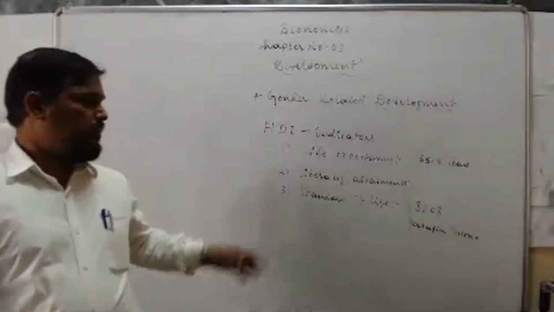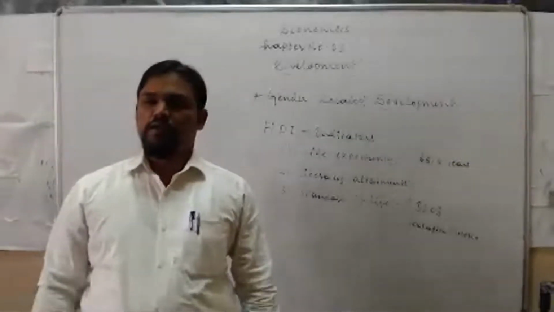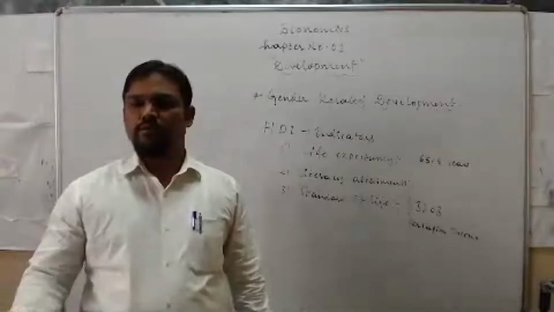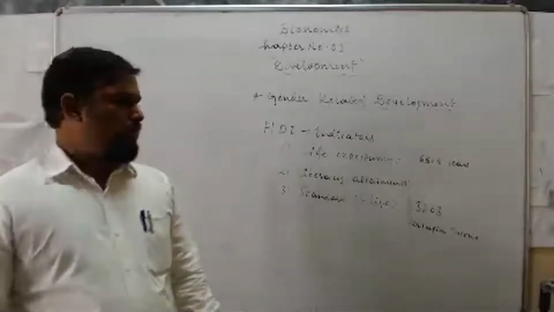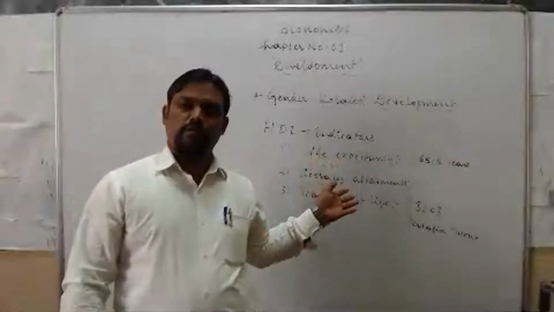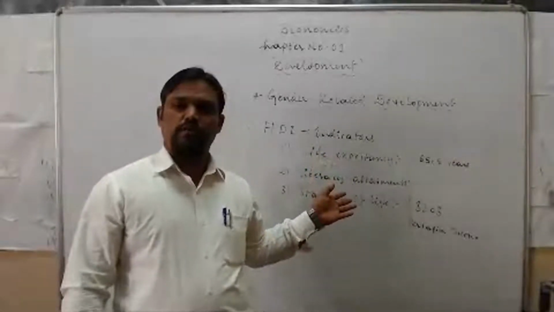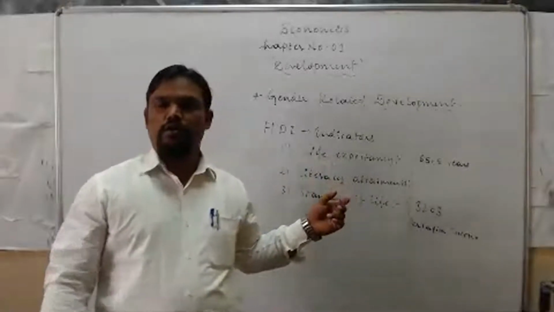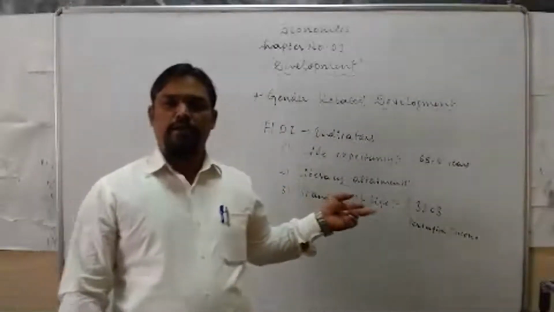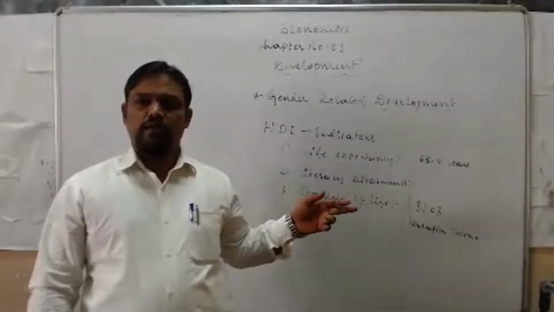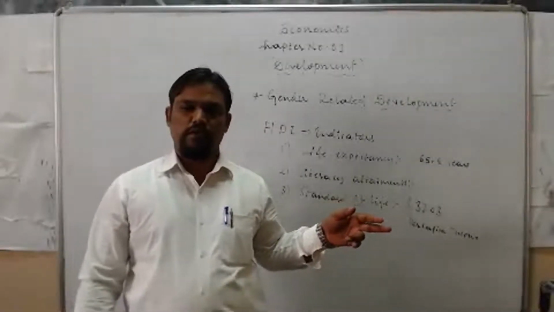How can per capita income be calculated? Net national income divided by total population, or national income divided by the population of the country. Then we will get per capita income. Then how to calculate national income? Per capita income multiplied by the total population of the country. Then we will get net national income.